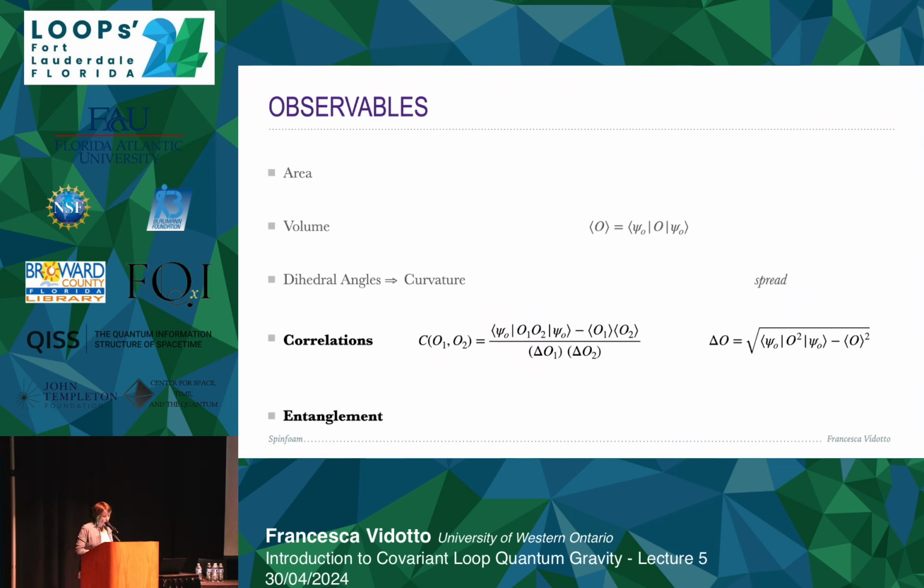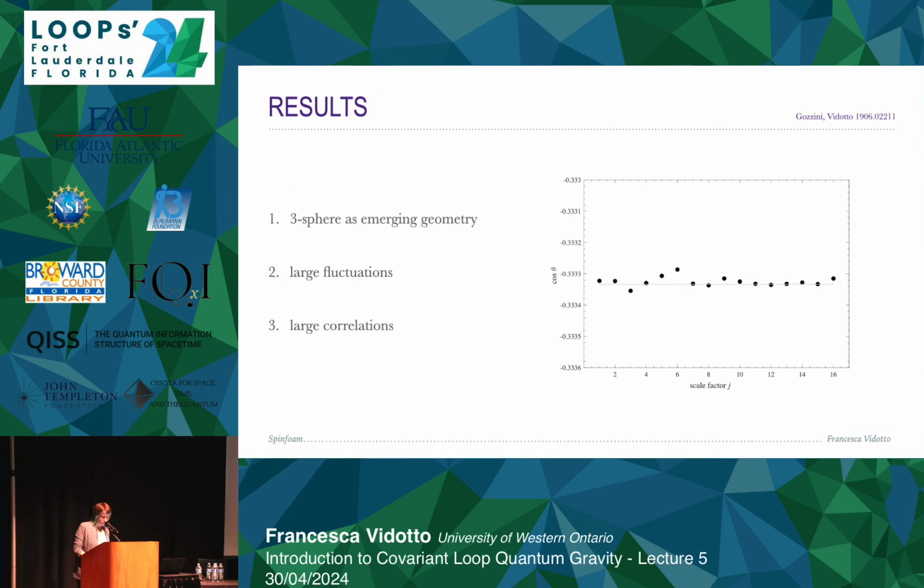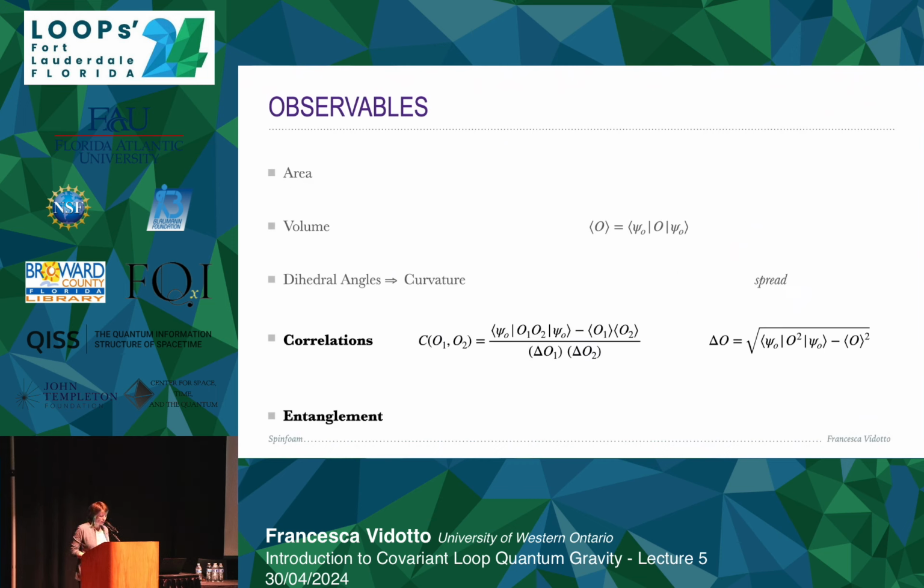And then I can compute observables on these states, and observables are the usual ones, just like area, volume, angles, and angles are associated also with a curvature. So I have these observables, and I can also look at the spread of these observables, and I can study correlations. And I can study the entanglement, the entanglement entropy that gives me an upper bound to the correlations.